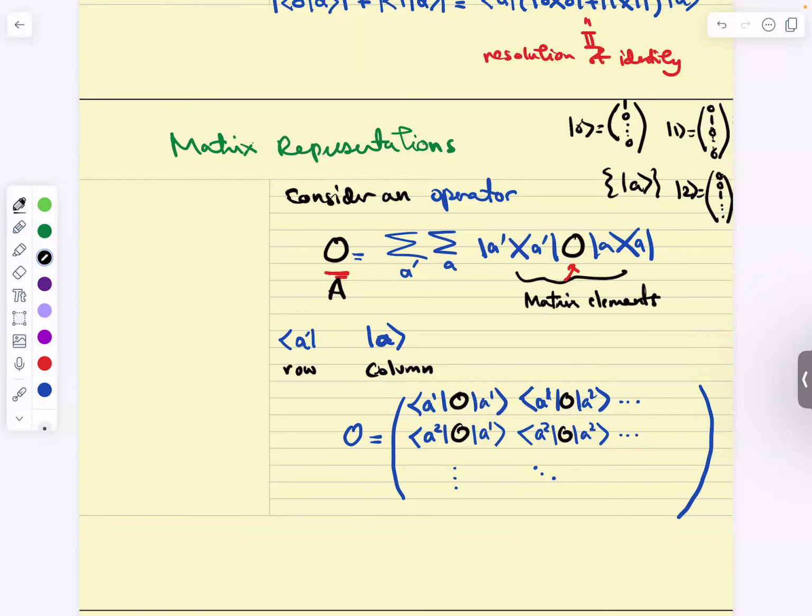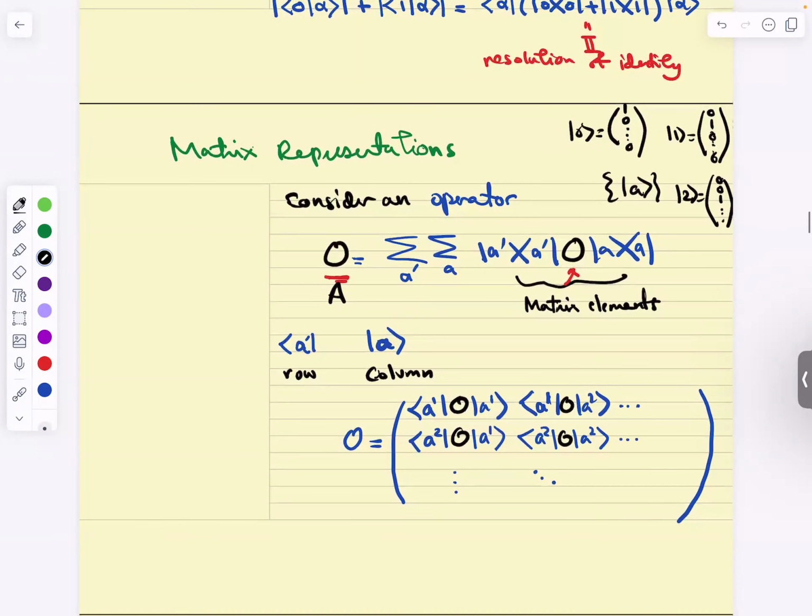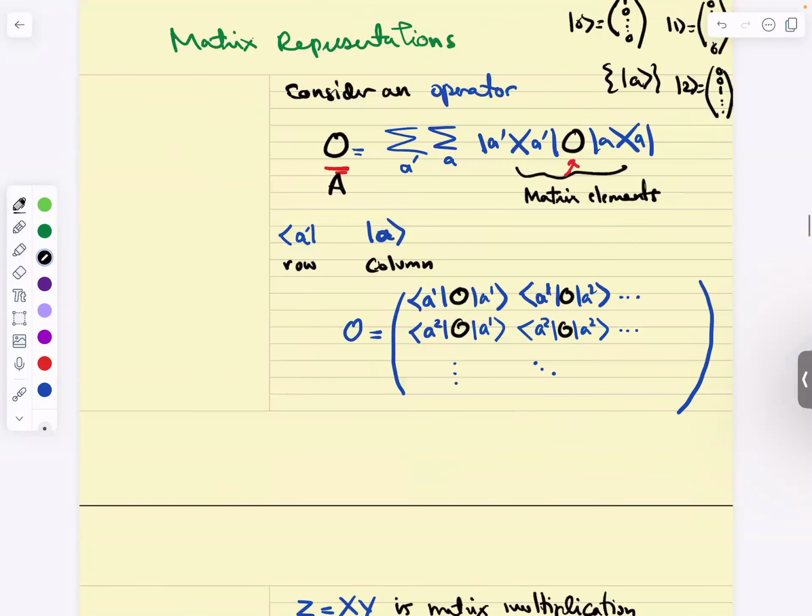Hopefully my O and 0 are not... Good. All right.